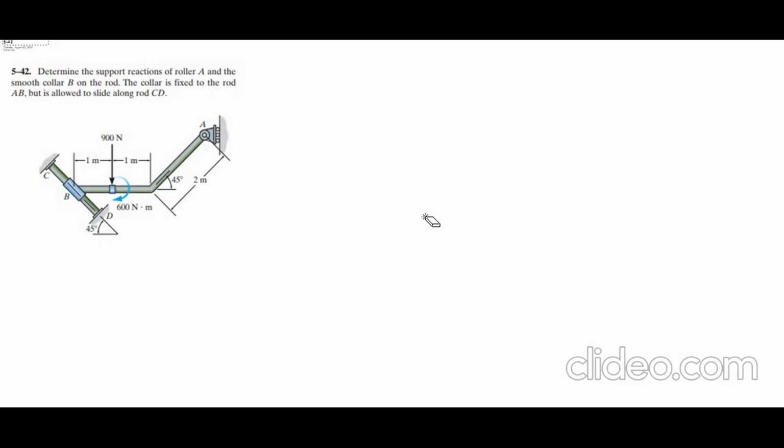To solve this problem, first of all we have to draw all the support reactions. At A I have a roller support, which means that I can slide this collar along this plane, but I cannot move this collar perpendicular to it. So I have a reaction generated here. Let's call this AX. Also the movement is allowed here, so we only have one reaction.